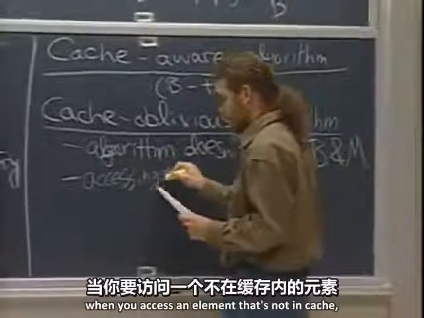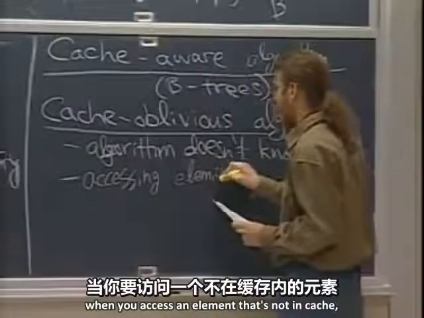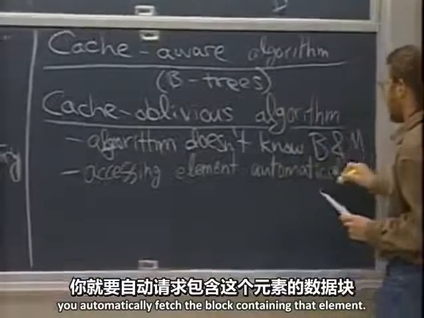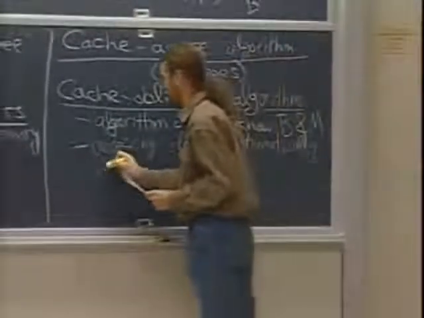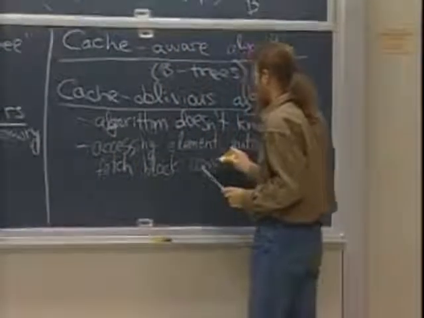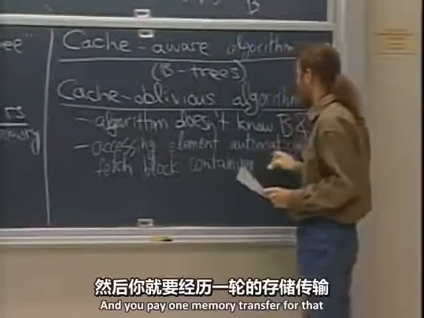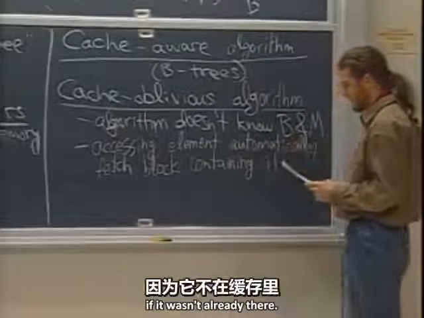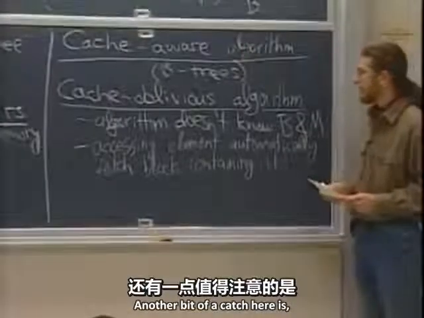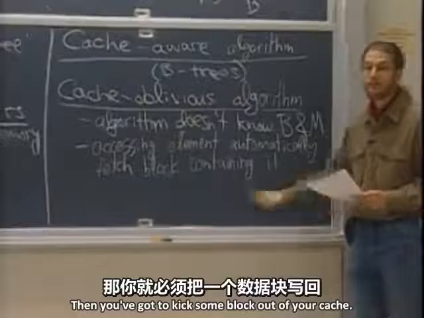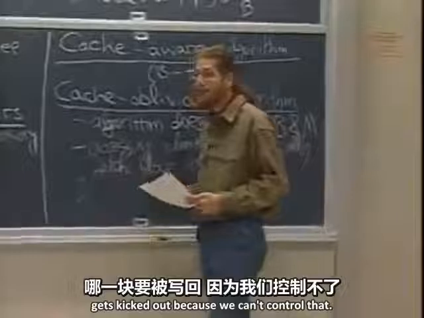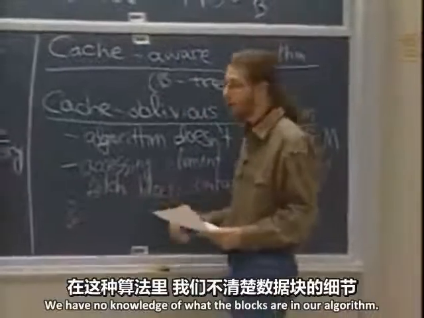In particular, when you access an element that's not in cache, you automatically fetch the block containing that element. And you pay 1 memory transfer for that, if it wasn't already there. Another bit of a catch here is, what if your cache is full? Then you've got to kick some block out of your cache. And so we need some model of which block gets kicked out, because we can't control that. We have no knowledge of what the blocks are in our algorithm.